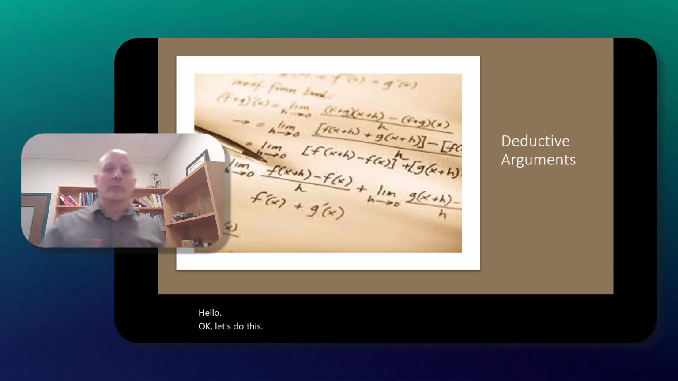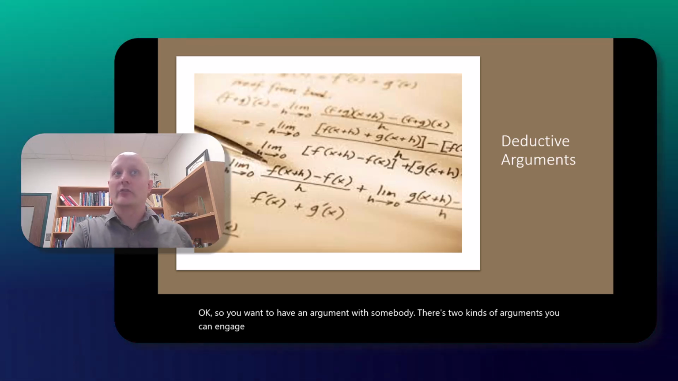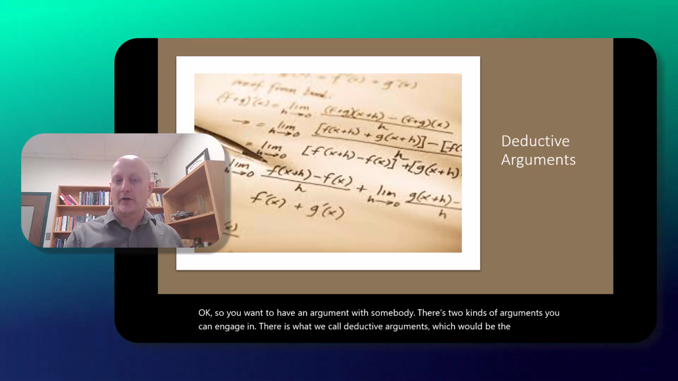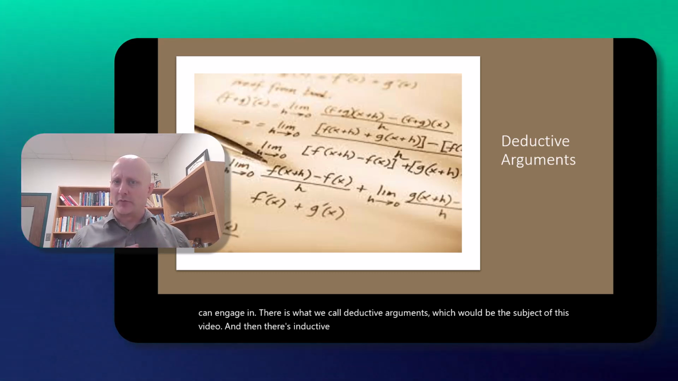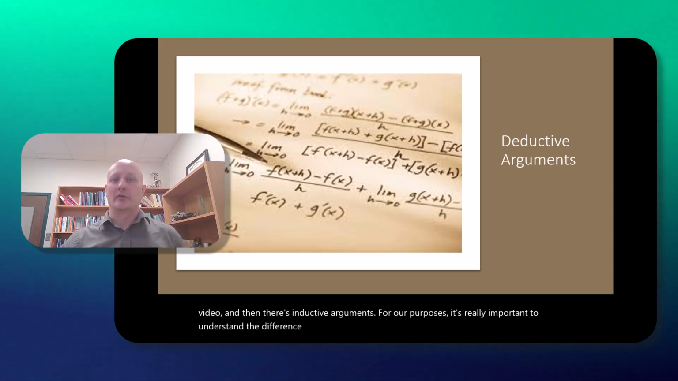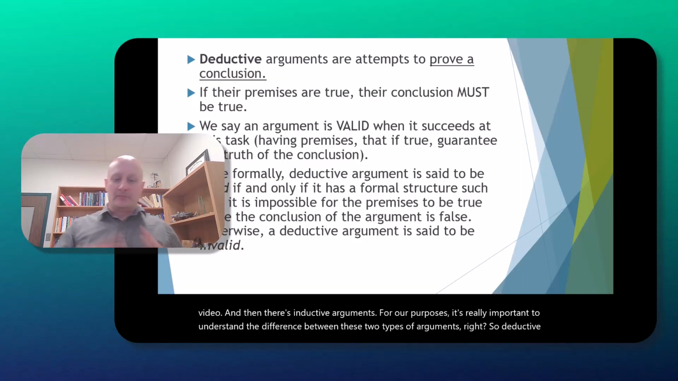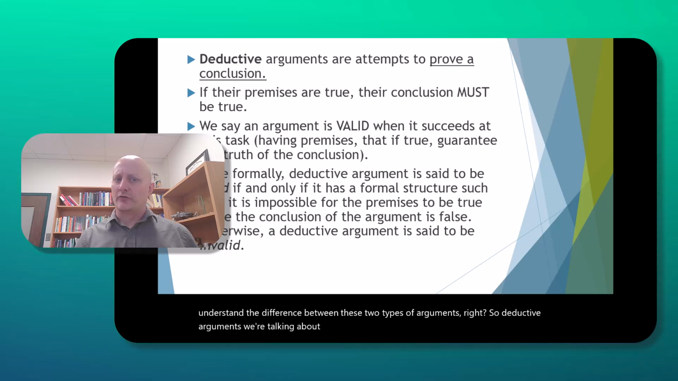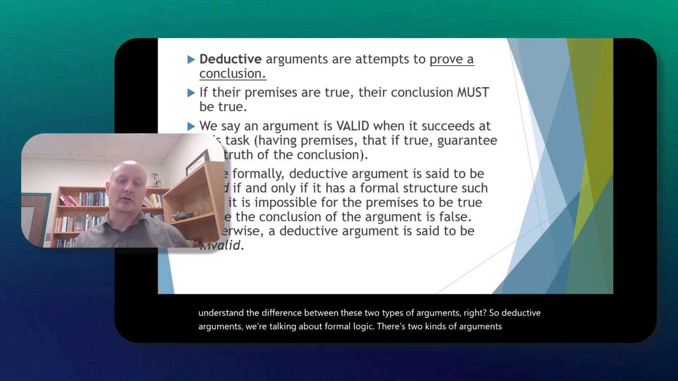Okay, so you want to have an argument with somebody. There's two kinds of arguments you can engage in. There's what we call deductive arguments, which would be the subject of this video, and then there's inductive arguments. For our purposes, it's really important to understand the difference between these two types of arguments, right? So, deductive arguments. When we're talking about formal logic, there's two kinds of arguments. There's deductive arguments and inductive arguments.